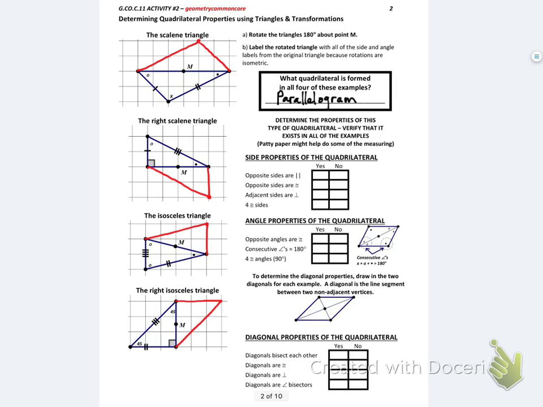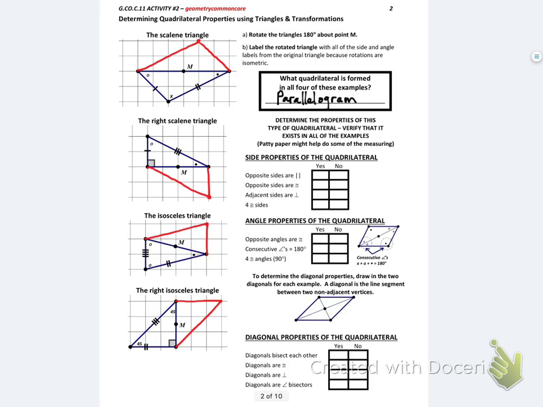So notice this is split into three sections. We've got side properties, angle properties, and diagonal properties for parallelograms specifically. And we're going to derive the properties of all the different quadrilaterals in the same way: side properties, angle properties, and diagonal properties for each quadrilateral. So today, again, just parallelograms. Let's investigate what's happening with the sides.